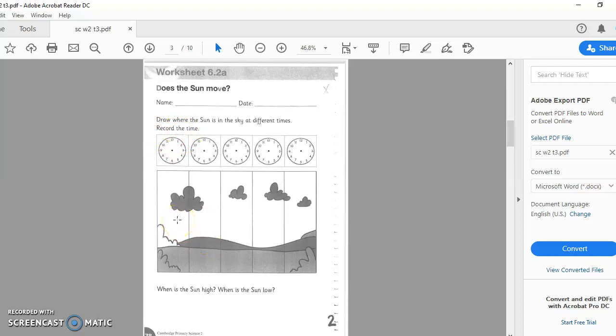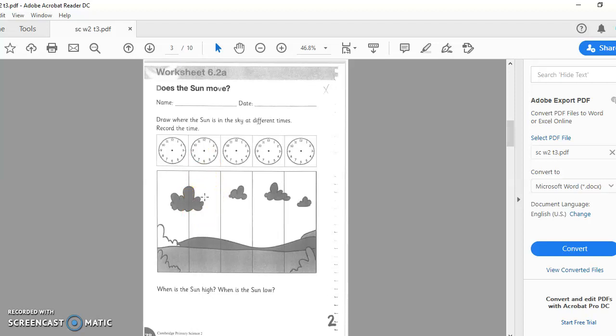That means you can go out in the morning if it's 8 o'clock. You draw your hands on the clock to show it's 8 o'clock, and then you show me on this picture. Draw where the sun is at 8 o'clock. Then you go out later again, say about 10 o'clock or 11 o'clock. You look where the sun is at and you draw the picture.